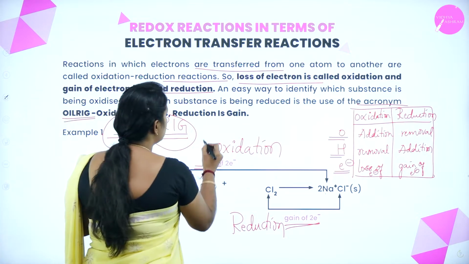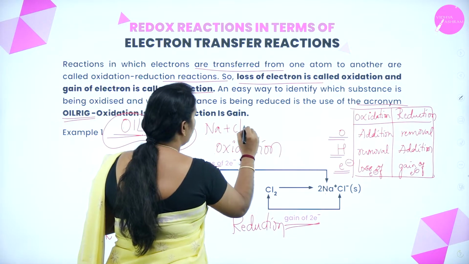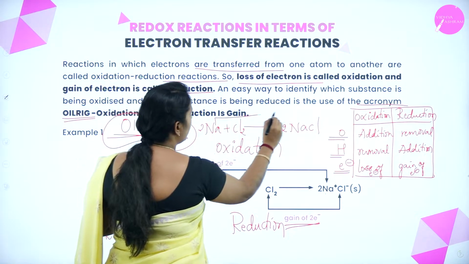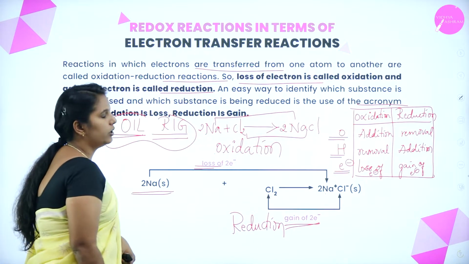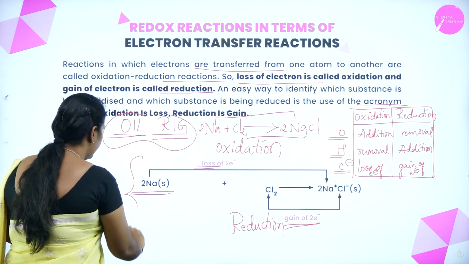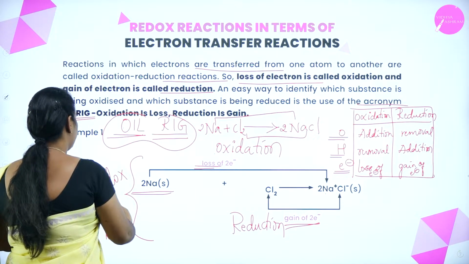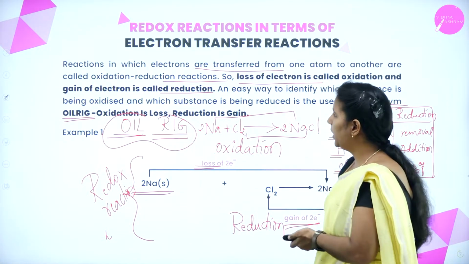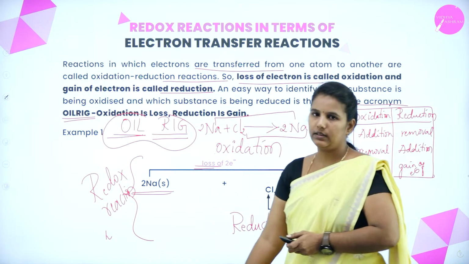We can write this reaction as sodium plus chlorine gives sodium chloride. The sodium is undergoing oxidation, whereas the chlorine is undergoing reduction. Only when both oxidation and reduction are taking place can we say it is a redox reaction. Hope you all understood this concept, and always try to remember it with OIL RIG.